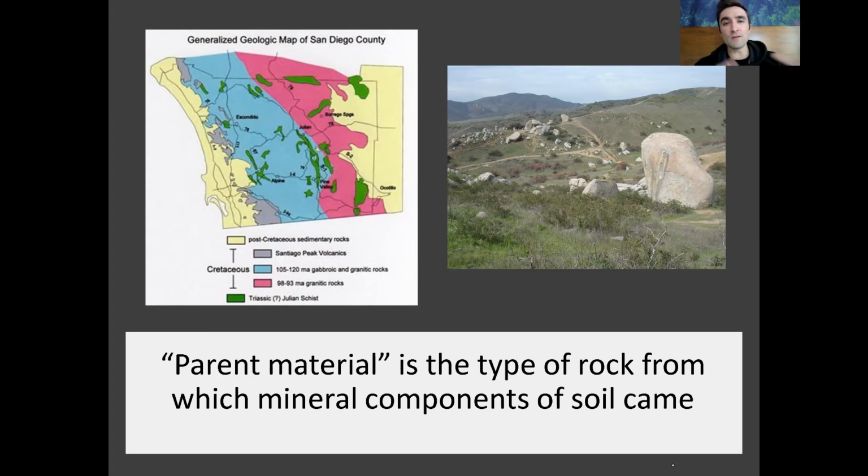So the parent material is the rock that it came from. The process is called weathering. It turns into small pieces of the Earth's crust, small enough for plants' roots to grow, and that's the classification of soil.